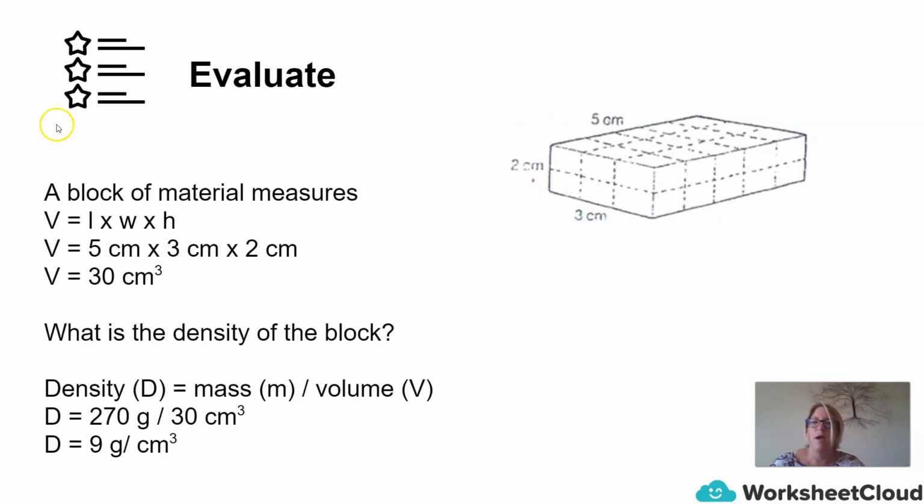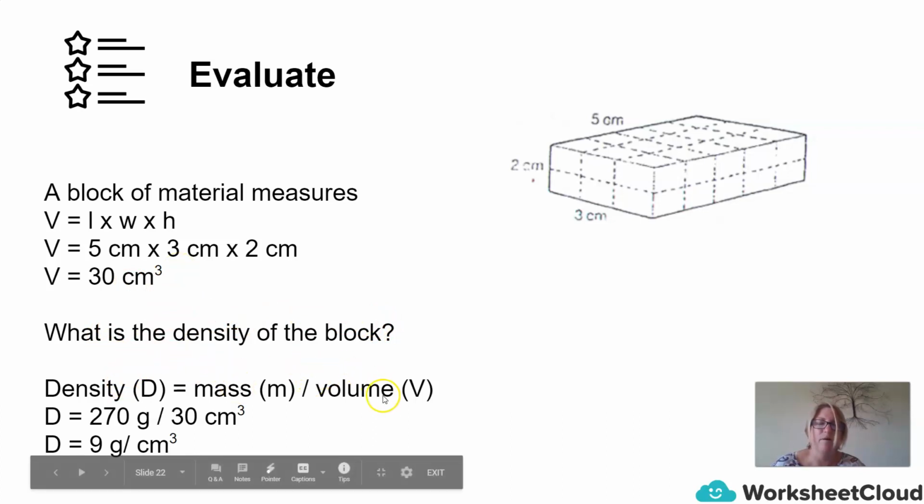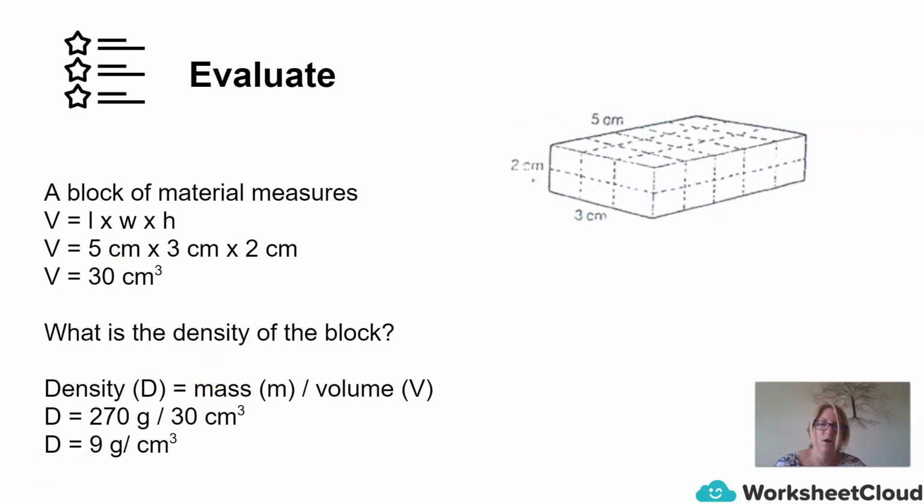Okay, so here we have a block of material measures. Volume equals length times width times height, which is 5 centimeters by 3 centimeters by 2 centimeters. So volume equals 30 centimeters cubed. What is the density of the block? Density equals mass divided by volume. The mass we were given was 270 grams. The volume we calculated was 30 centimeters cubed. So density equals 9 grams per centimeter cubed.